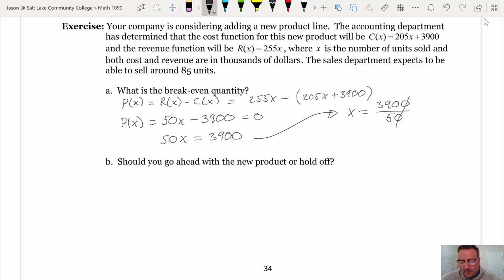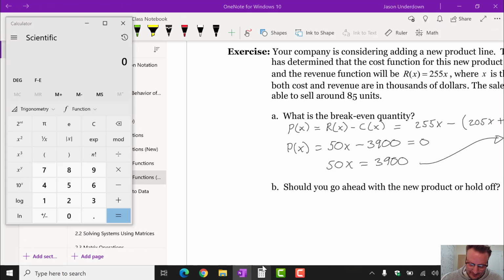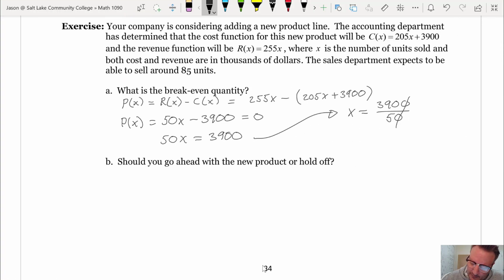How many times does 5 go into 390? I'm just going to pull up the calculator real quick. Let's see, 390 divided by 5, 78. So this is equal to 78. Okay, so that's our break-even point. That's the quantity we have to sell. Up until that sales level, we're not making money, we're losing money. But at that point, we've made $0.